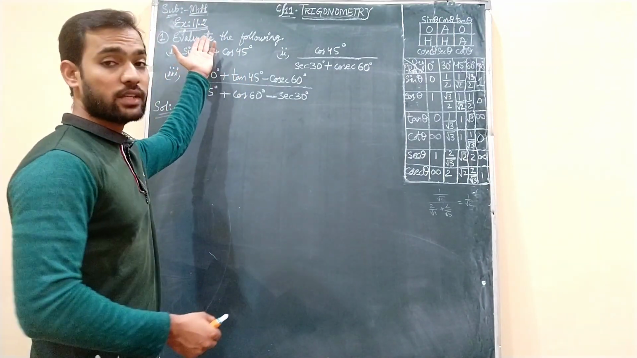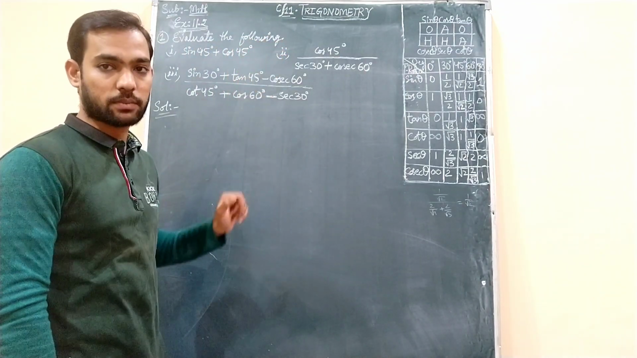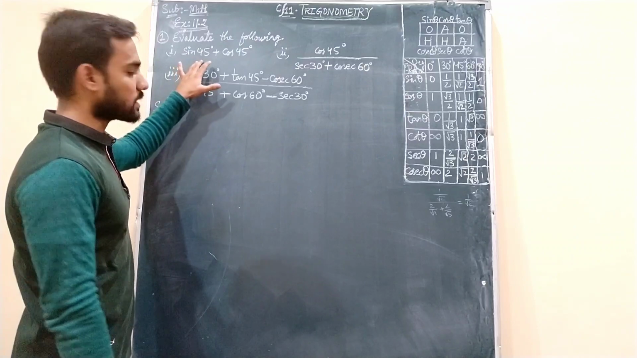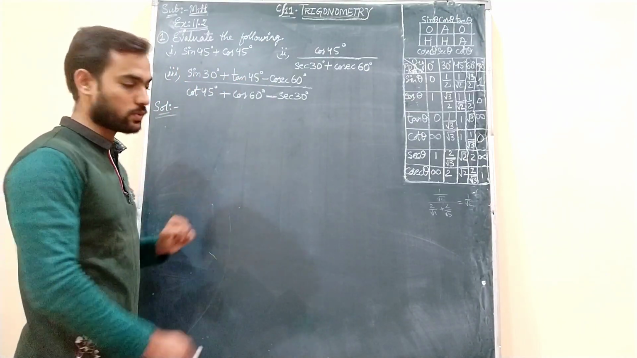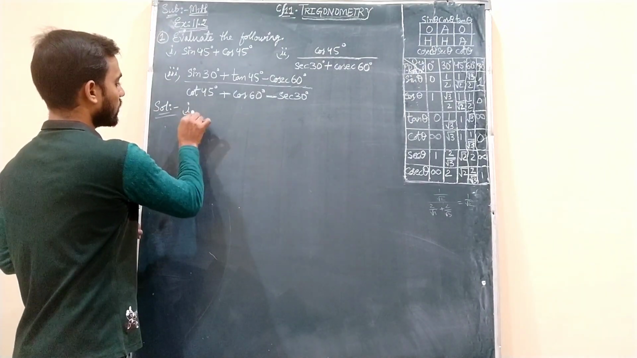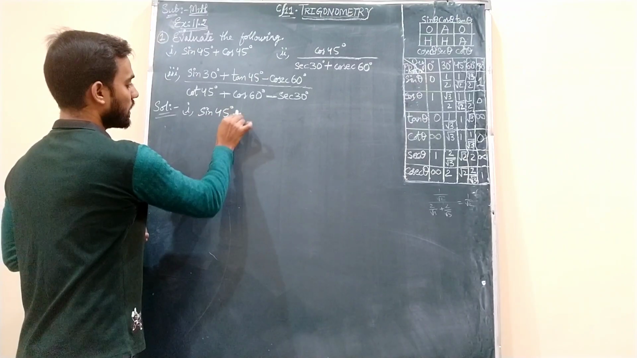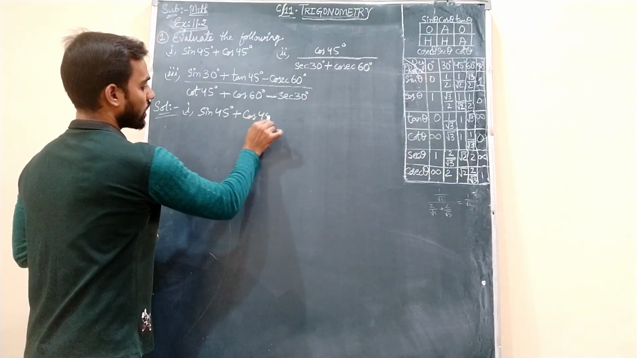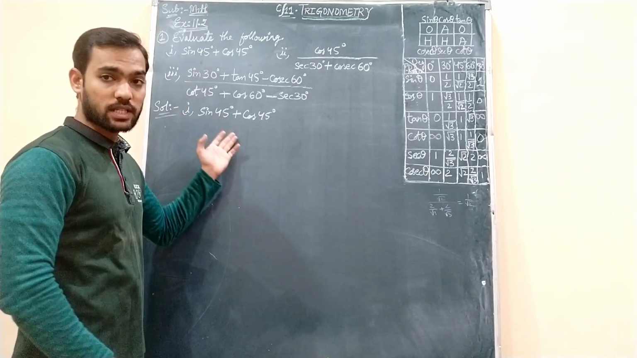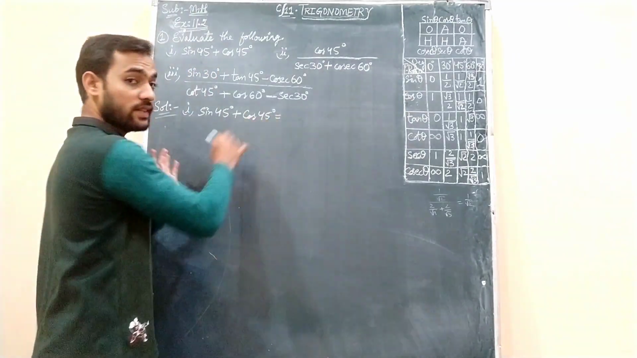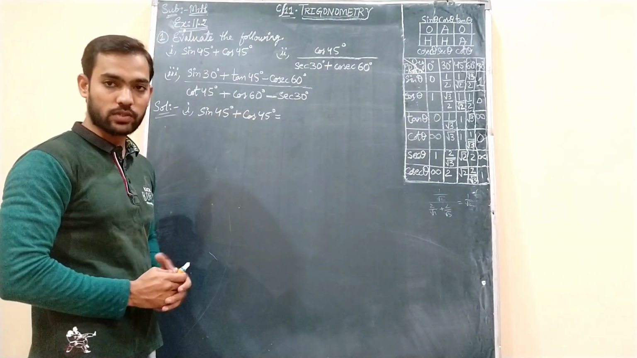The first question says: evaluate the following. Evaluate is nothing but finding the value of the given expressions. Your first expression is sine 45 degree plus cos 45 degree. So let's start with this one. In the solution, the first step is to write the given expression as it is. Don't write "given"; just copy down the expression as it is: sine 45 plus cos 45.